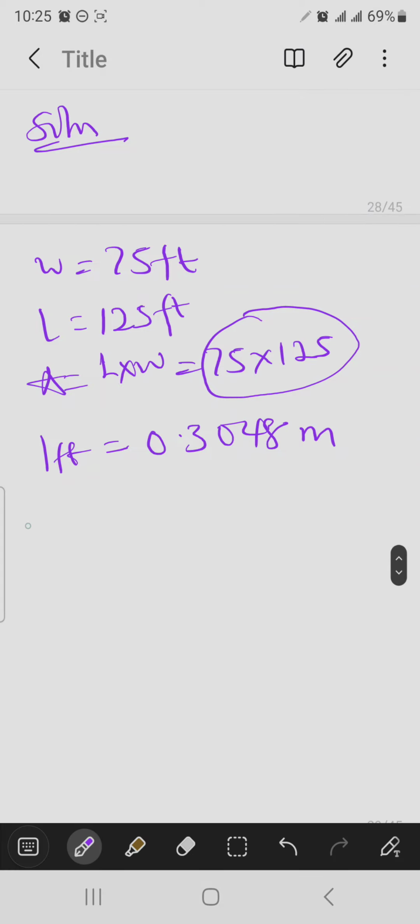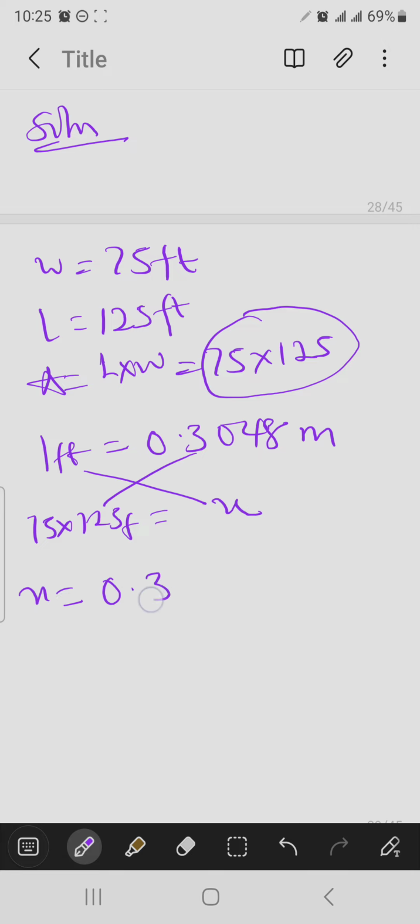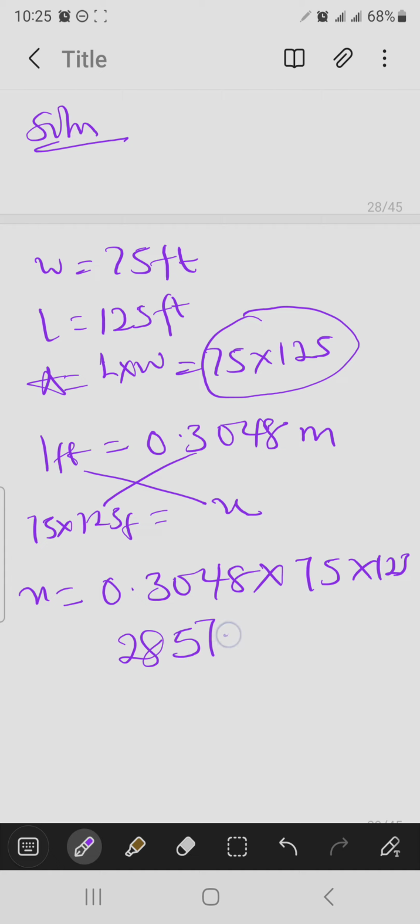Now take this to meter. We now have 75 times 125 feet, then multiplied by 0.3048 for each dimension. So that is how you are going to calculate your answer. This one is 2857.5 in meter square, and this is going to be your answer.